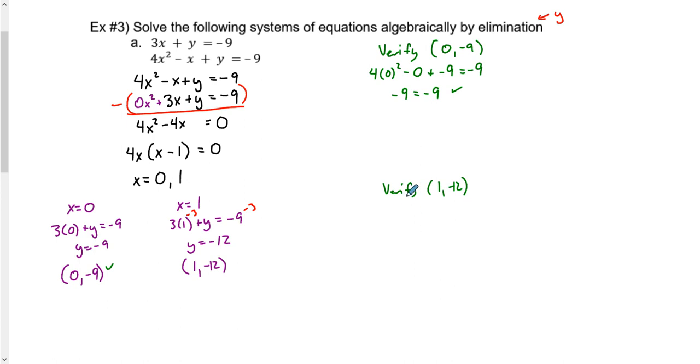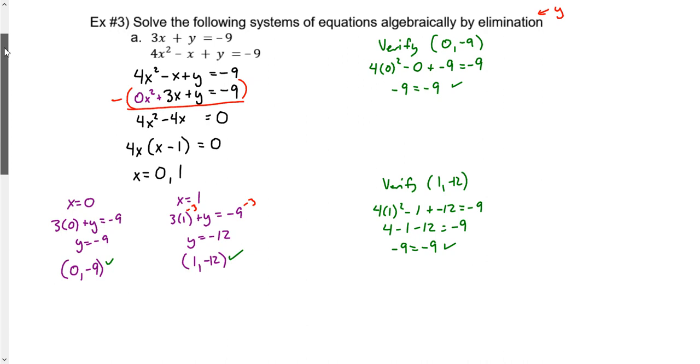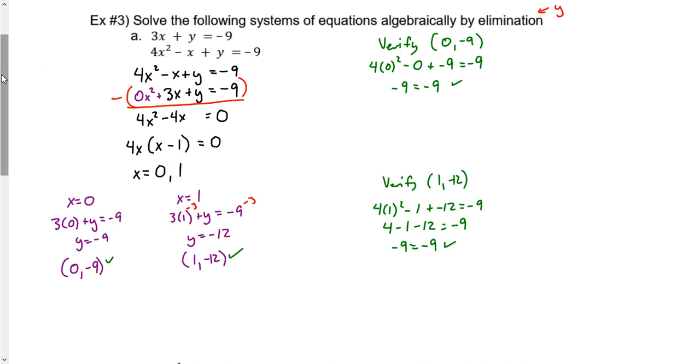Let's verify this one. 4 times 1 squared, subtracting 1, adding a negative 12. Does that equal negative 9? 1 squared is 1, times 4 is 4. Subtracting 1, adding negative 12, which does mean subtracting 12. 4 subtracting 1 is 3. 3 subtracting 12 is negative 9. So that one works, which means that point also works. And this one was solved by eliminating.